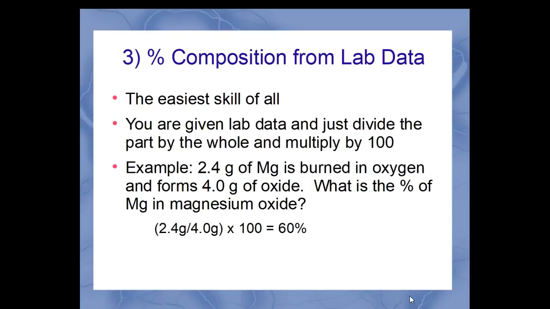The third easy skill is the percent composition from lab data. This is the easiest skill of all. You're given lab data, and you just divide the part by the whole and multiply by 100. So, for instance, if you burn magnesium and oxygen, you get a magnesium oxide. And this tells you that 2.4 grams of magnesium is burned in oxygen, forming 4.0 grams of magnesium oxide. What's the percent of magnesium in magnesium oxide? Well, you take the 2.4 grams, the part, you divide by 4.0 grams, the whole, you multiply by 100 and you get 60%. Just as simple as it can be.